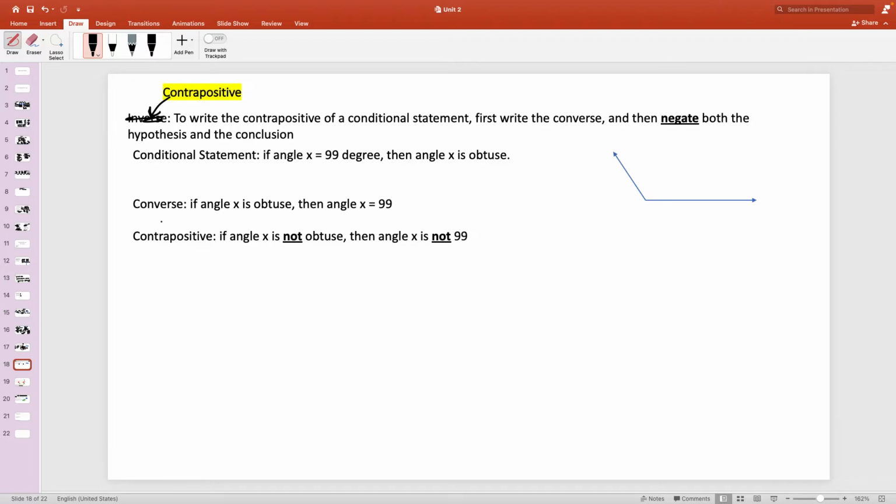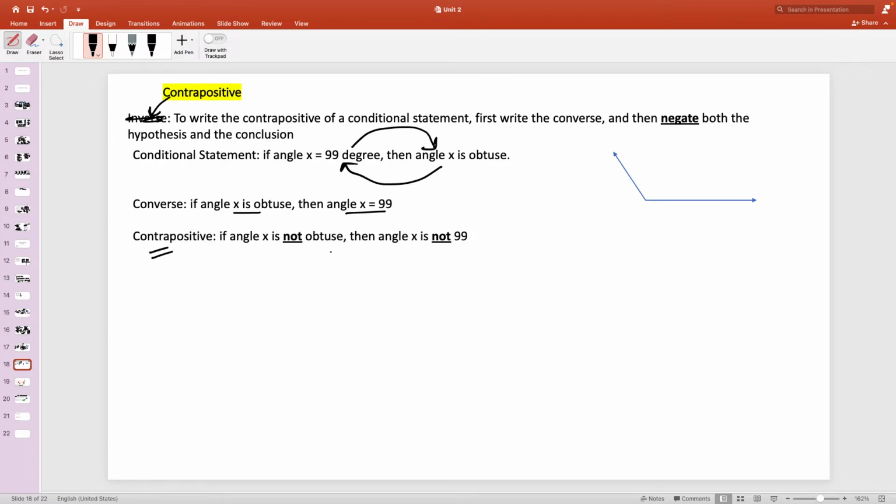Now how do you write the converse? We basically switch this, right? Don't confuse converse with inverse. Converse, we are switching this. Converse, if angle x is obtuse, then angle x is 99. So this is converse. Now contrapositive is you negate this guy as well as this guy. So contrapositive is if angle x is not obtuse, then angle x is not 99. So that's how you come up with the contrapositive.